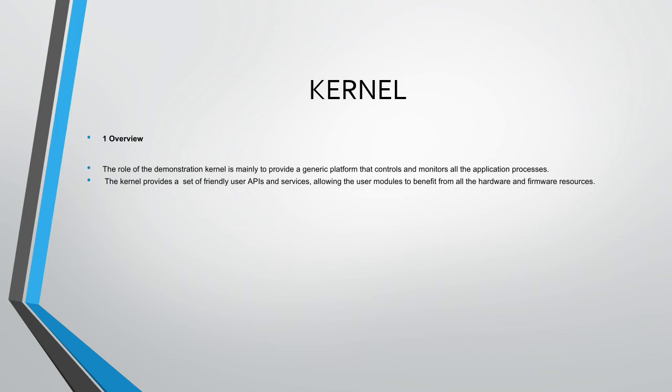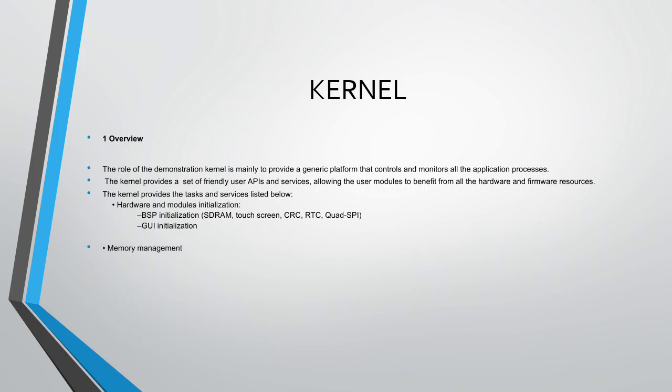The kernel provides the tasks and services listed below: hardware and module initialization, BSP initialization, that is SDRAM, touchscreen, CRC, RTC, Quad SPI, etc., and then GUI initialization. The kernel also provides memory management, graphical resources and main menu management, storage management, system monitoring and settings, and CPU utilities such as CPU usage, running tasks, etc. Let's quickly look at the kernel components and services.